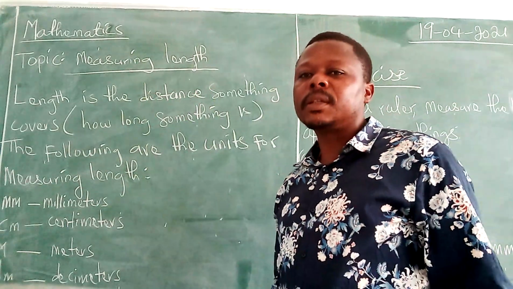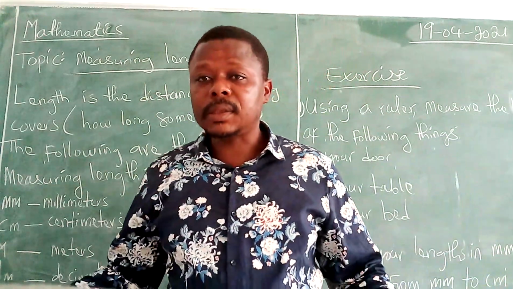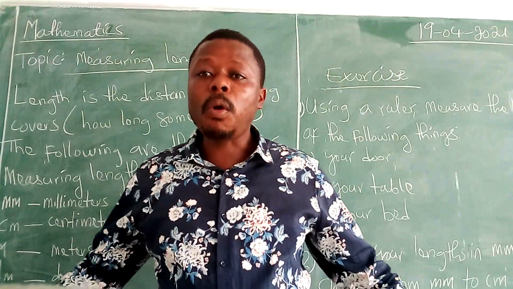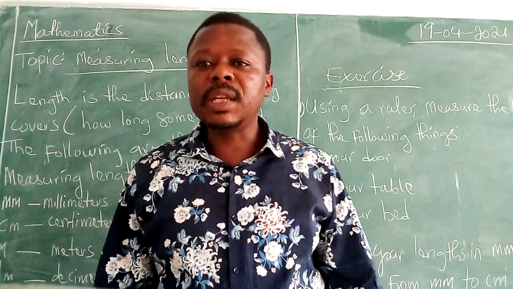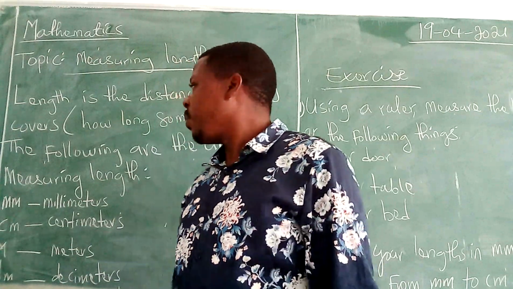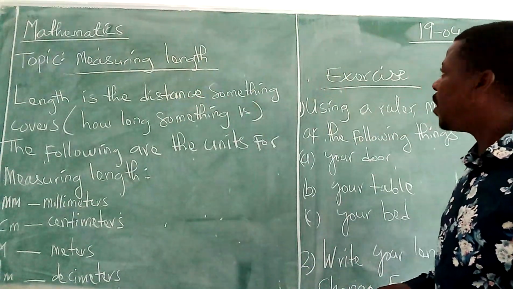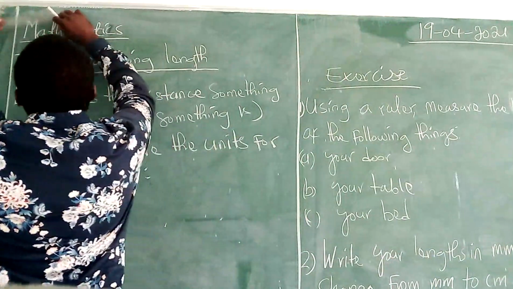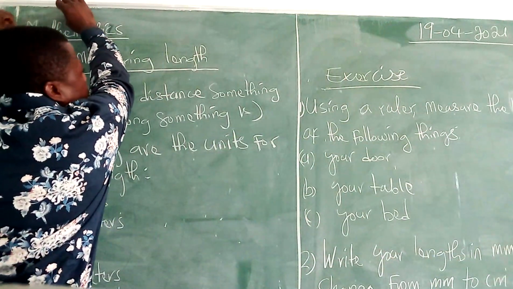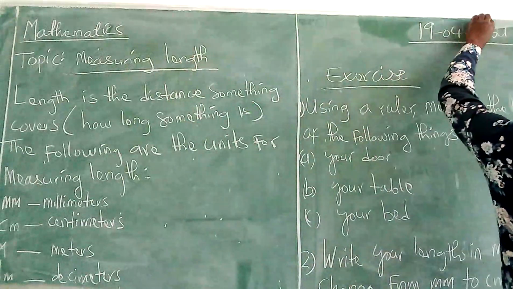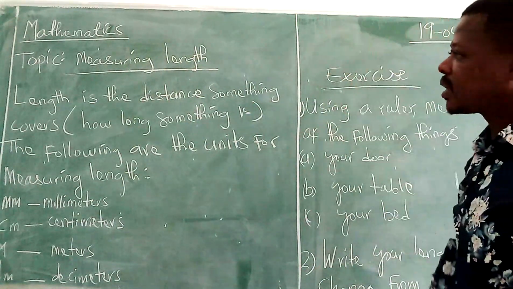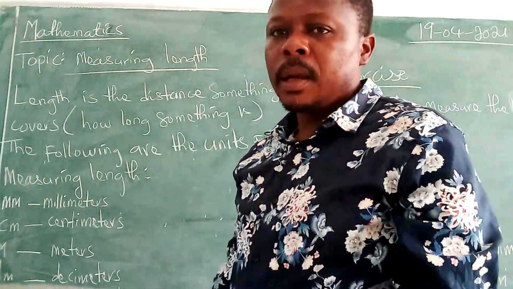So what is length? Length is the distance covered by something. Length is how long something is, or the distance something covers. We can actually talk of the length of our chalkboard by looking from here right up to this place. This is the length, the distance the chalkboard covers.